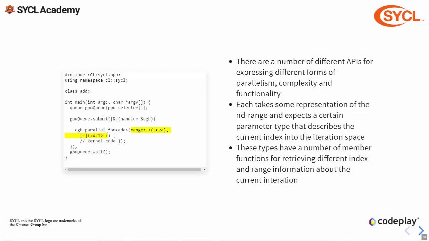There are a number of different APIs for expressing different forms of parallelism, complexity, and functionality, depending on your use case. Each one takes the callable, but also takes some representation of the ND range. The callable also must take as a parameter a specific index type, which represents the current work item within the ND range's iteration space.